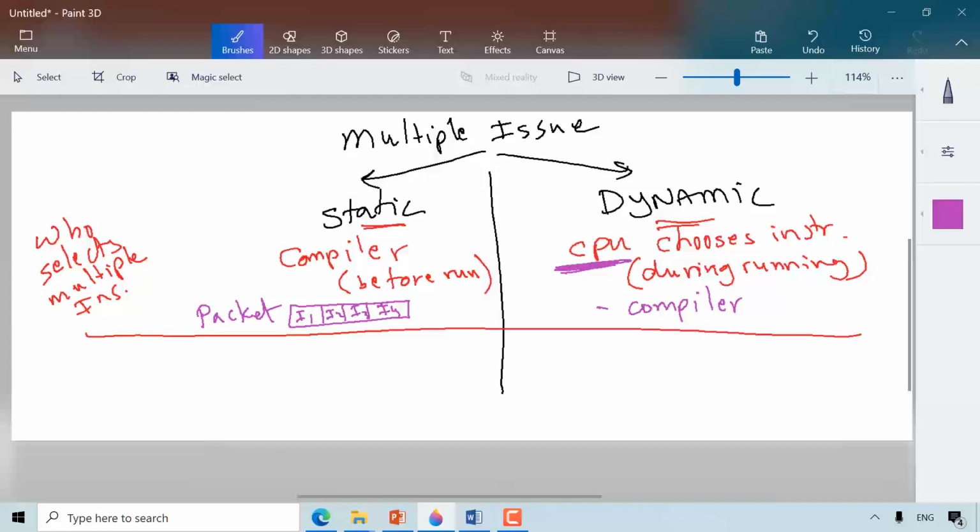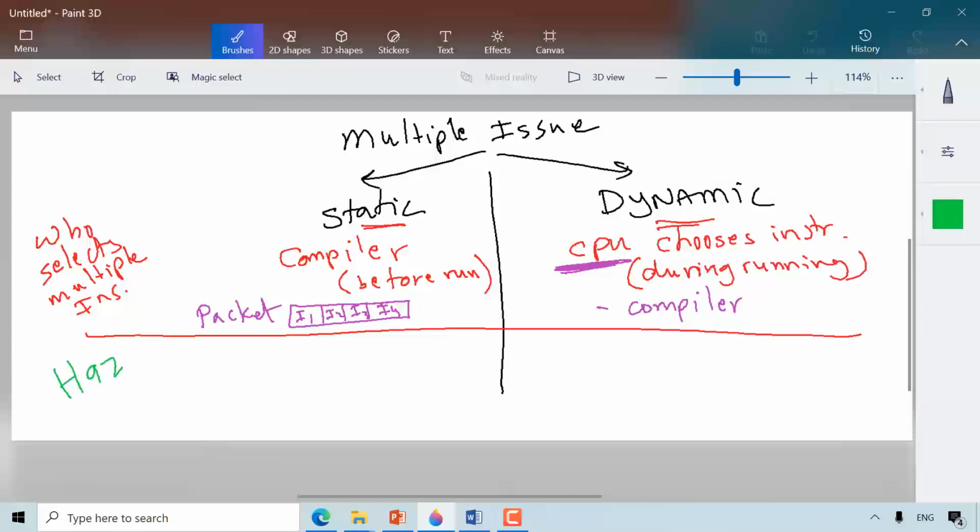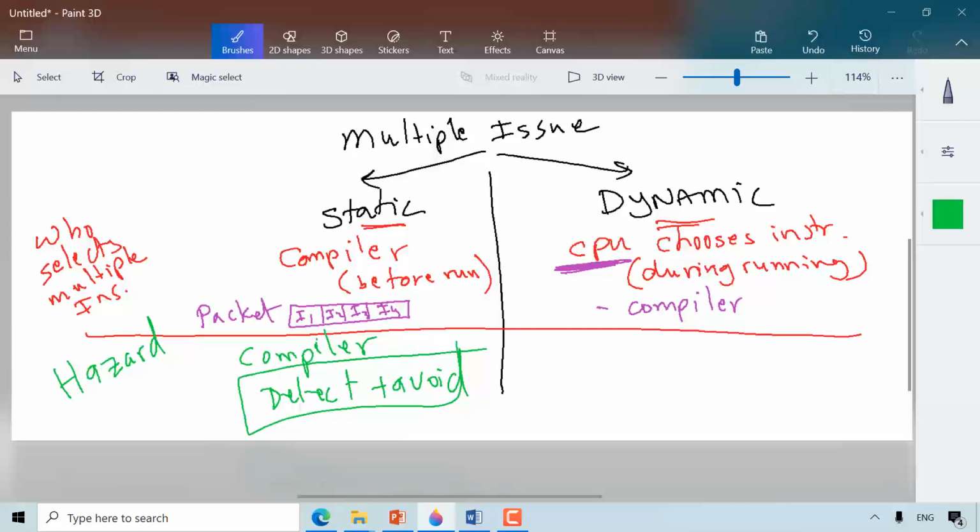Now, in terms of hazards, you know that we will get hazards. So hazards, who resolves them? Well, the compiler resolves them here. The compiler has to detect and avoid hazards, as many as it could. There will be hazards during runtime, but mainly it's the compiler when it puts those packets. For example, you wouldn't have two dependent instructions in the same packet. That's illegal for the compiler to do.